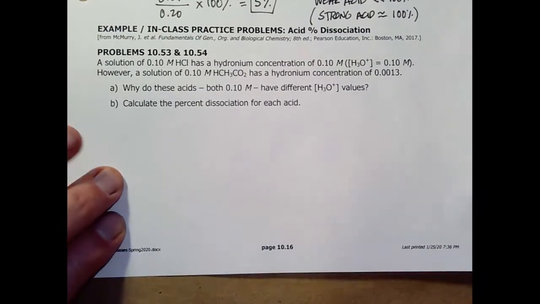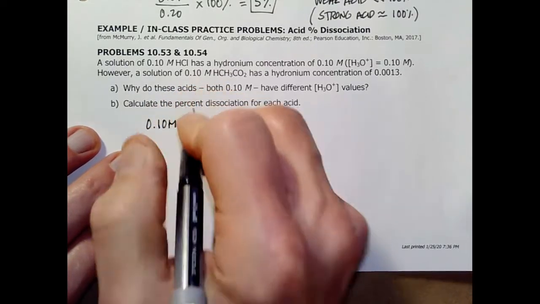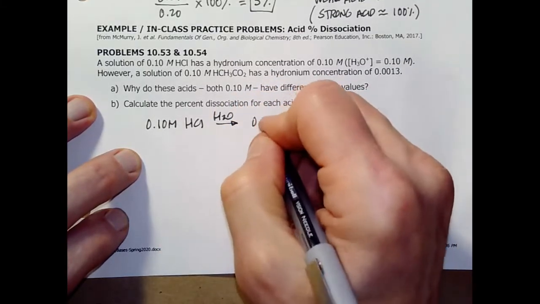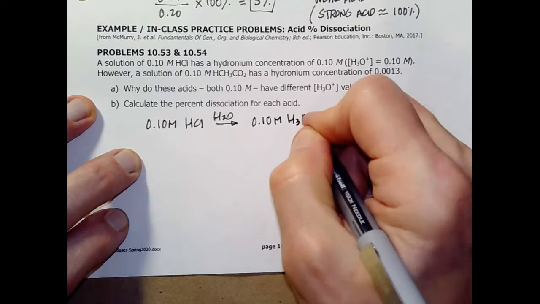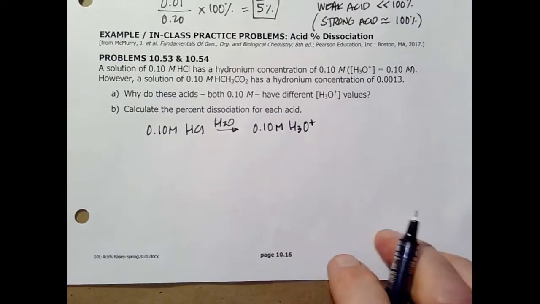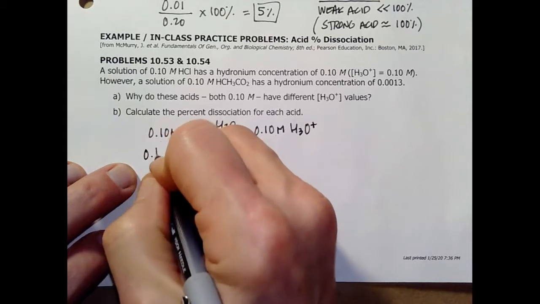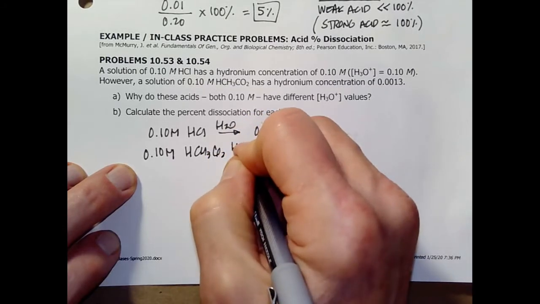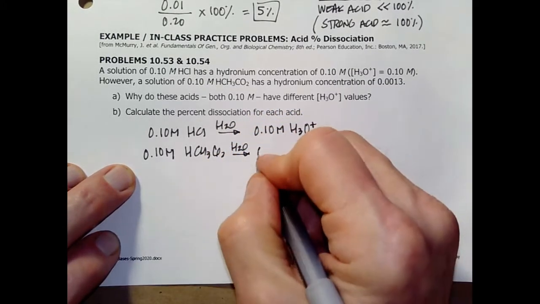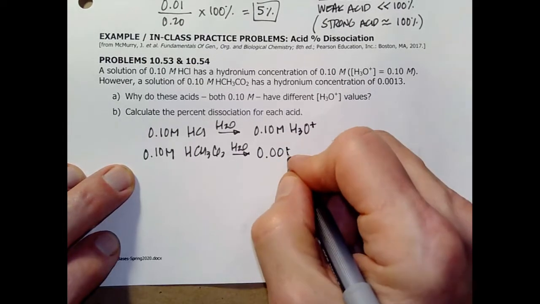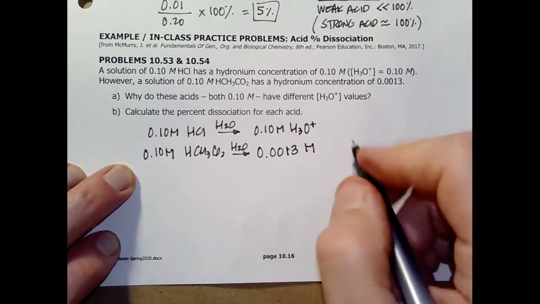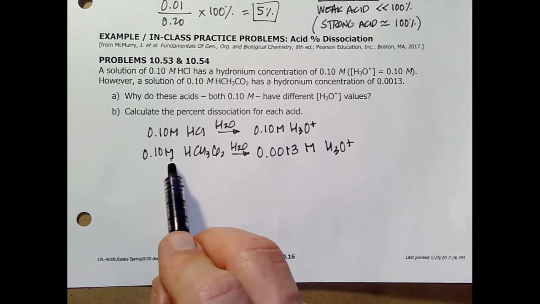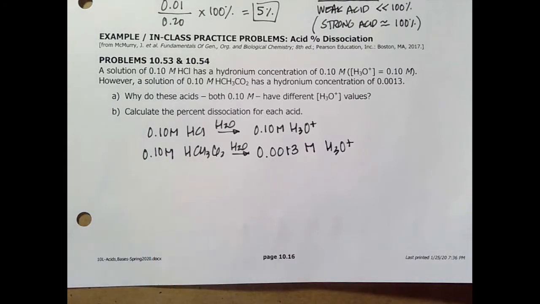Okay, so here's what we're saying. 0.10 molarity HCl, put it in water, I get 0.10 molarity H3O plus. I put 0.10 molarity acetic acid in water. I get 0.0013 molarity H3O plus. 100%, much less than 100% was converted into H3O plus.